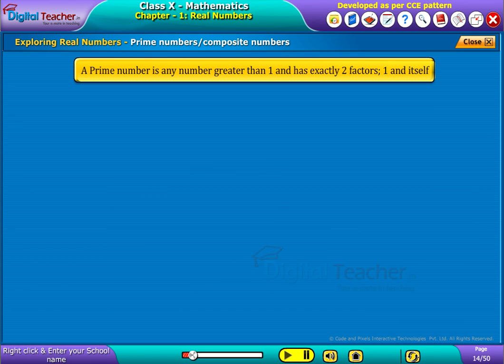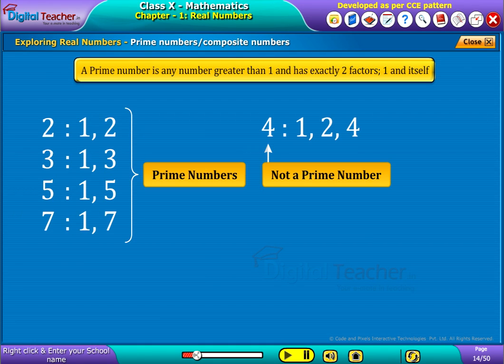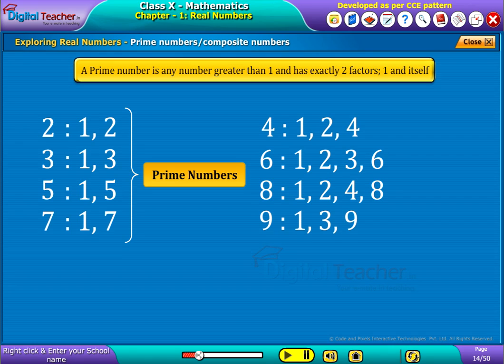For example, the numbers 2 and 3 are prime numbers since they have factors 1 and itself. Some more prime numbers are 5 and 7. And the number 4 is not a prime number since it has more than two factors as 1, 2, 4. Some more examples which are not primes are as shown on the screen.